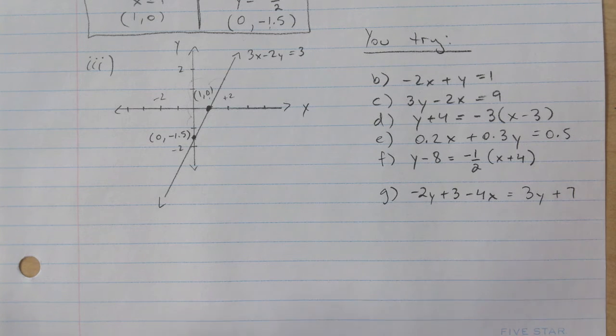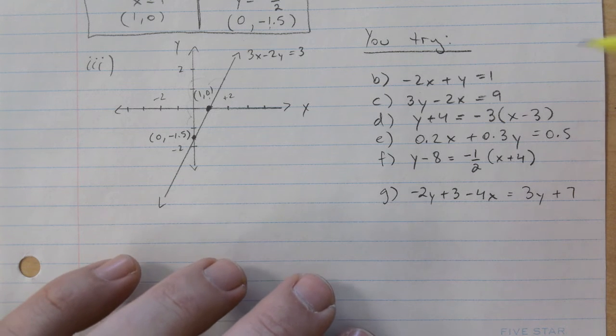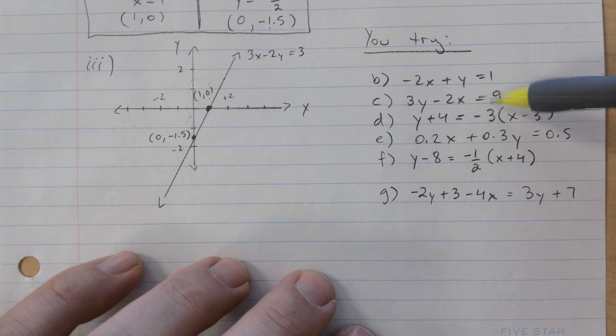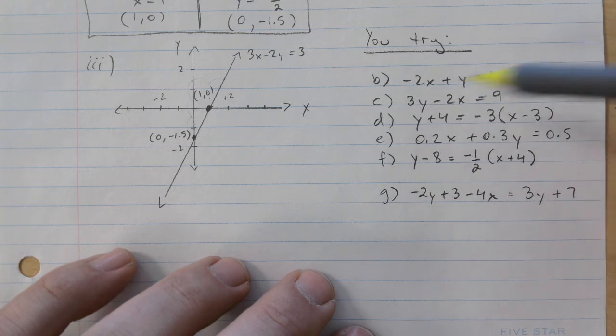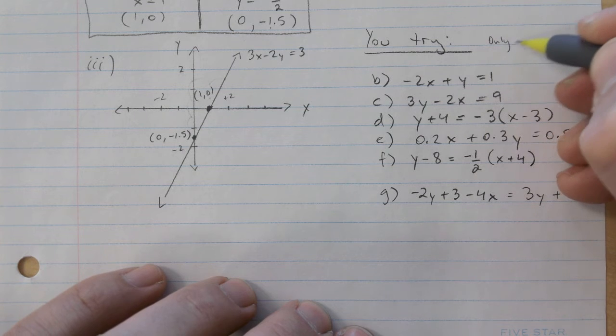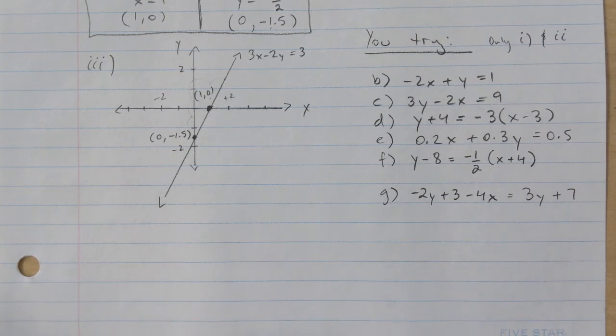To make things less messy right now, just do the finding the intercepts and rewriting. Don't graph for now, okay? So just do I and double I. That way, graphing will take a little longer. So I just need you to be able to do the intercepts.